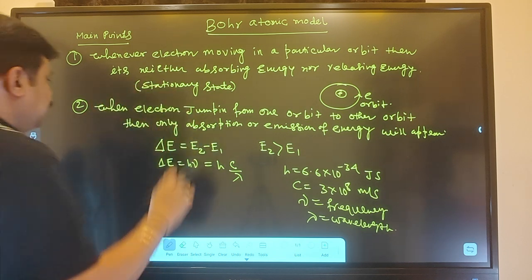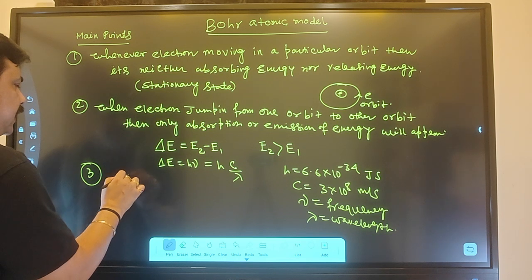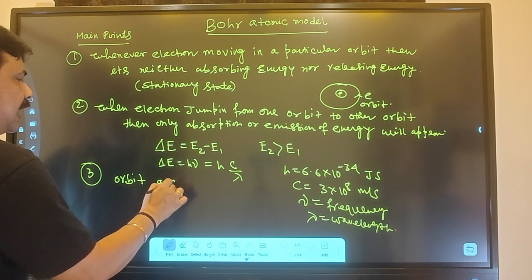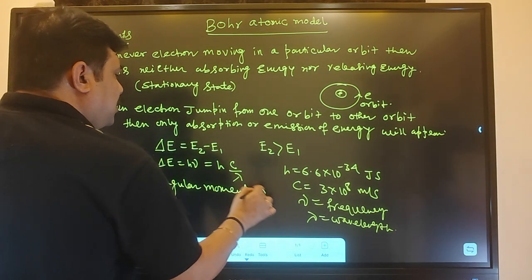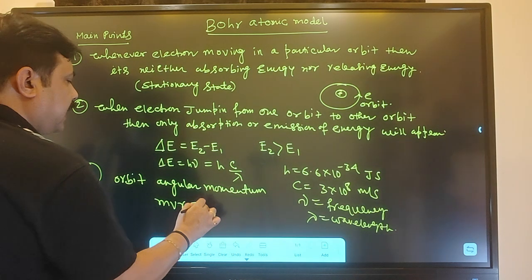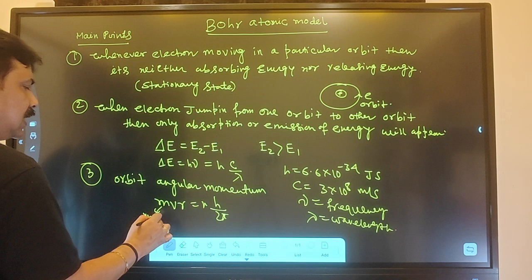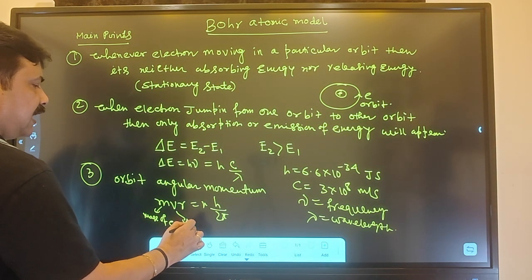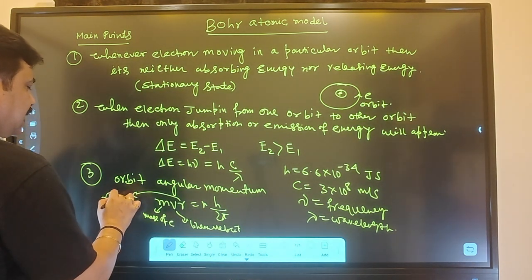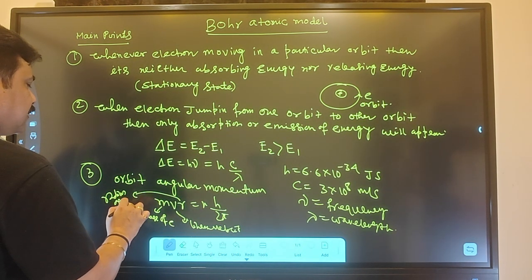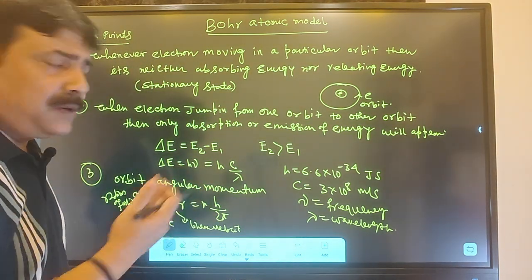Now the next important point: when an electron is moving in a particular orbit, the orbital angular momentum is mvr equals nh by 2 pi, where n is the orbit number and m is the mass of the electron, v is the linear velocity of the electron, r is the radius of the orbit, h is the Planck constant, n is the orbit number, and pi is 3.14, which everybody knows.